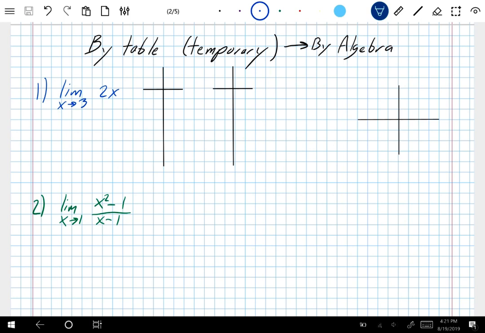So we have this limit as x goes to 3 of 2x. And what I'm going to do here is play the game we played before, where I've got x and I've got f of x, and I'm going to go ahead and just make this a little cleaner. I'm going to walk these x values closer and closer to 3. So I might start with 2, and then I might go with, say, 2.5, and I might go with 2.9, and we're going to be a little lazy here.